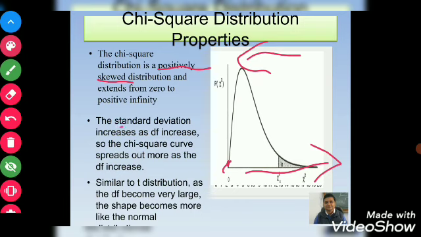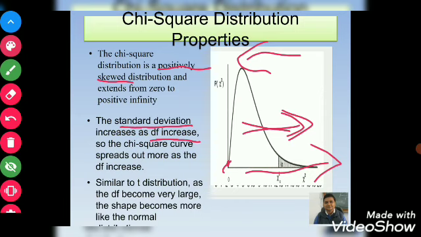The standard deviation increases as the degree of freedom increases. As the standard deviation of the population or sample increases, the degree of freedom will also increase, and in that case chi-square will be spread more and more. It will be spreading like a normal distribution. In the next slide we will see how it behaves with respect to degree of freedom.